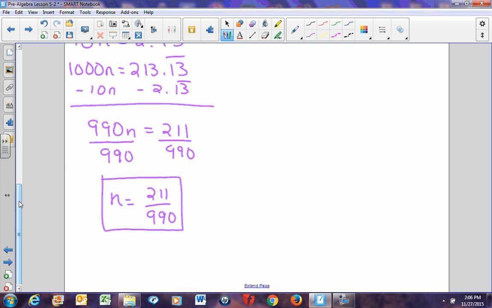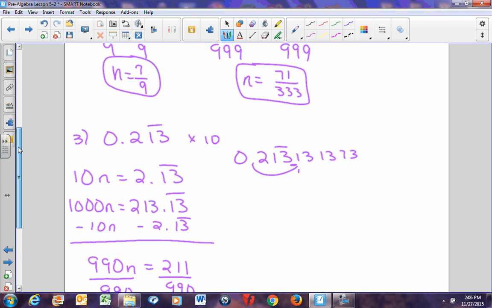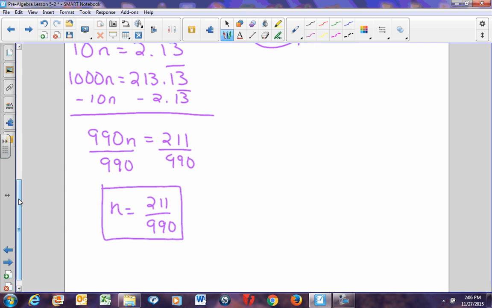Totally different fraction than when we did 0.213 repeating. That one was 71 333rds. This one's 211 990ths. Converting a repeating decimal to a fraction is a more difficult skill, but as long as you learn the steps to it, it's not hard. You just have to learn the steps and then just do it and practice it several times until you're really good at it.